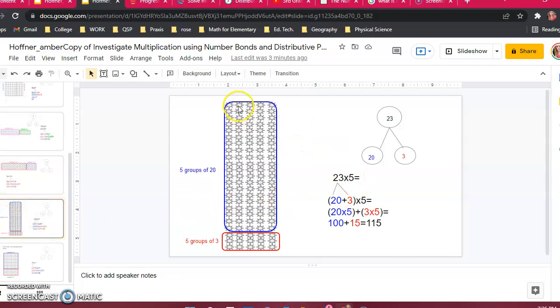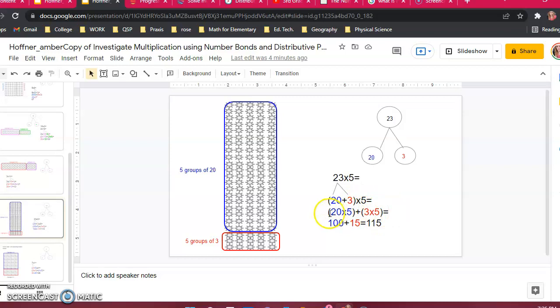This one was quite interesting. So I have 23 rows of 5, and I split 23 into a number bond of 20 and 3, just because I feel like knowing place value and the zeros, we can go, 2 times 5 is 10, add a 0 is 100. So that's the route that I went there. So here I split 23 into 20 and 3.